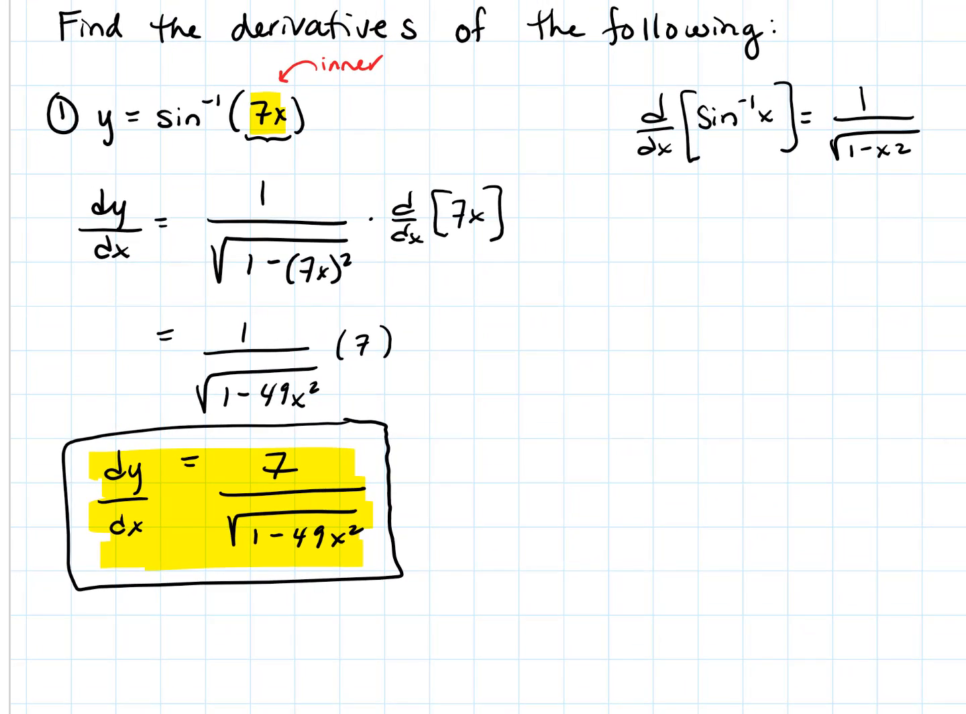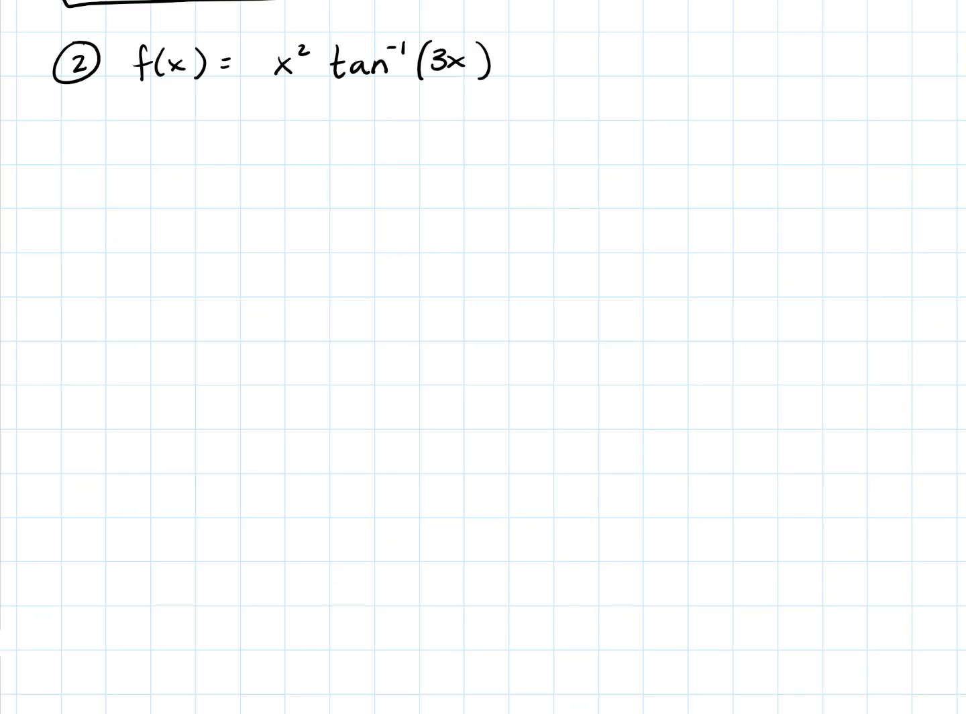So let's do another one. Let's take the derivative of x squared times inverse tangent of 3x. And again, I am going to just go ahead and write the formula for the derivative over here so we have it for reference for the inverse tan, or the arctan. And that derivative can be proved just like we proved earlier in the video for the inverse sine.